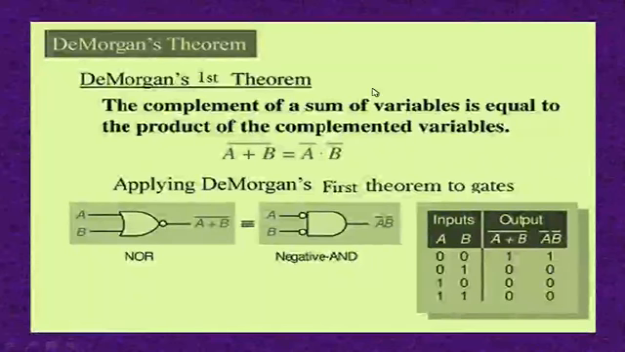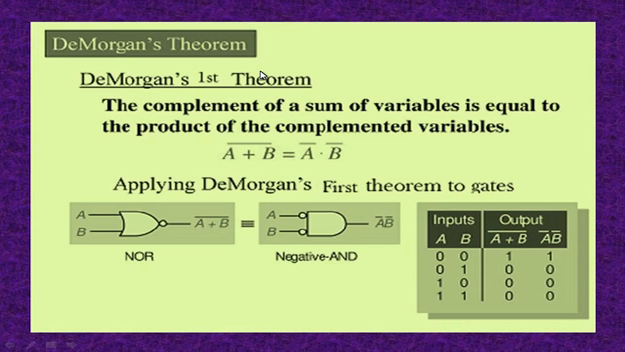Now let us see De Morgan's theorems. De Morgan's theorems are applicable in simplifying Boolean equations or minimizing equations for practical purposes, and to verify equations theoretically and practically. Basically, there are two theorems. Let us begin with De Morgan's first theorem. The complement of the sum of variables is equal to the product of complemented variables. This is the statement of De Morgan's first theorem.